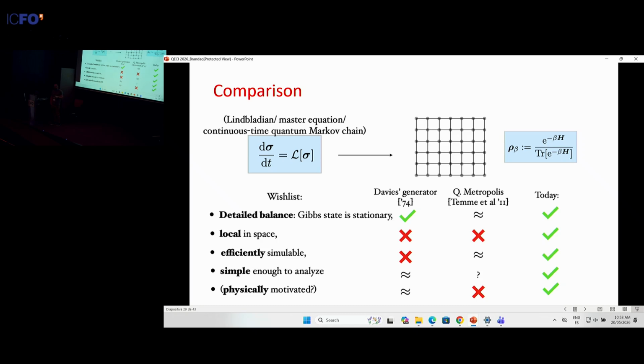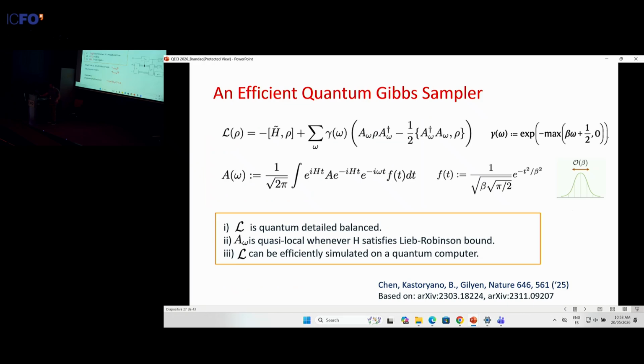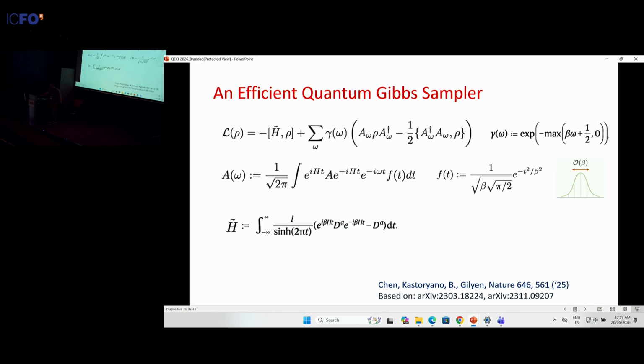And the approximation is more in how you define the jump operators. But is your generator just engineered, or do you think it can be derived from the physical dynamics? This we didn't do, but then there was a follow-up, and let me tell you what they did, which is interesting.